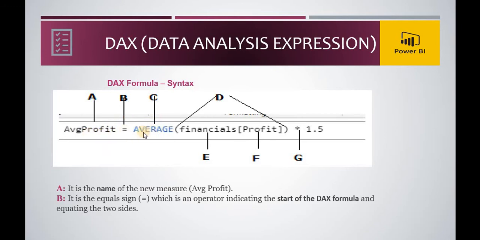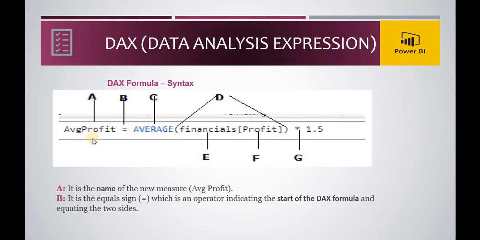And how is this average profit coming? Average is the function, which exists in Power BI, and inside it we pass the value, meaning whatever column you are passing, based on that you want to calculate the average. Here Financial is the sheet name and Profit is the column name, and whatever average is coming, we are multiplying with some value.